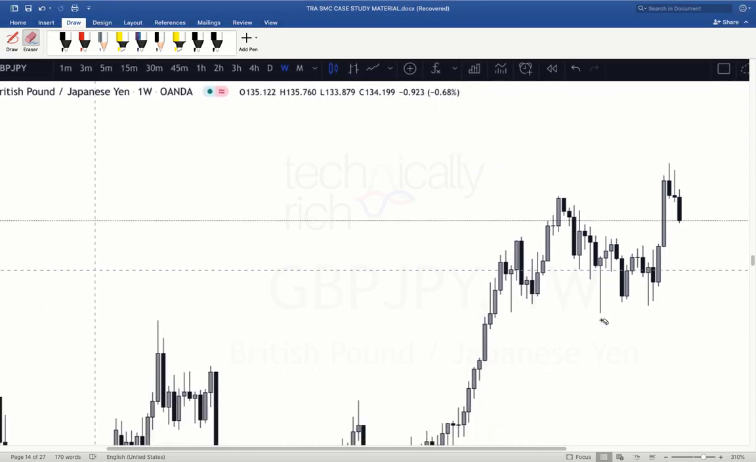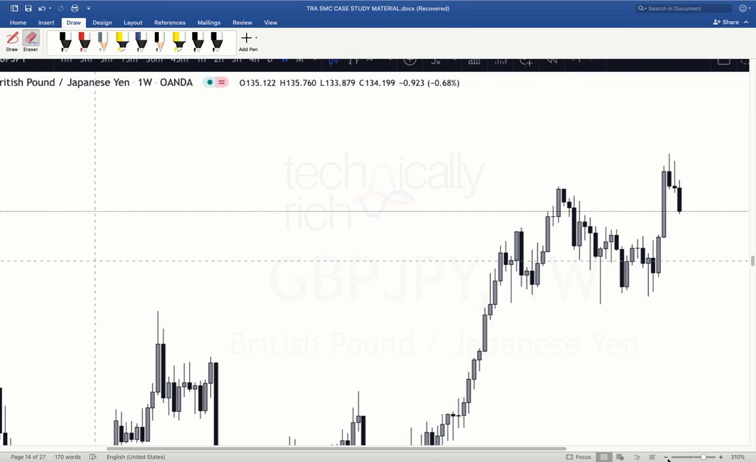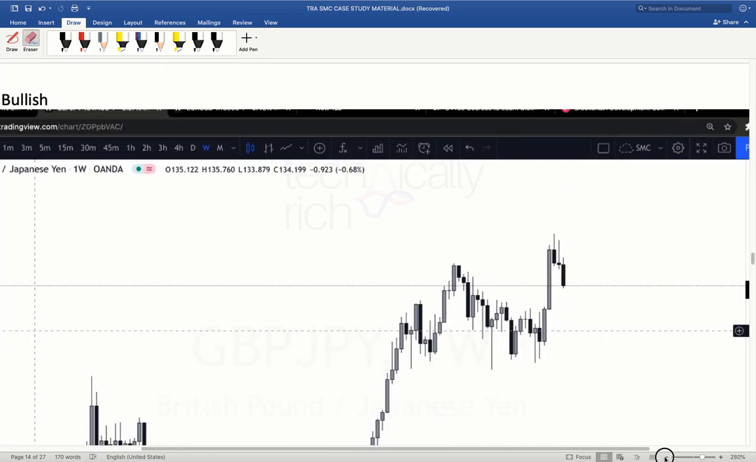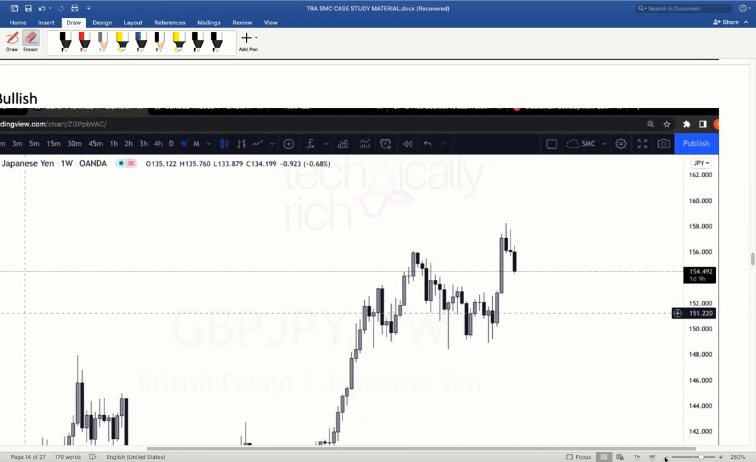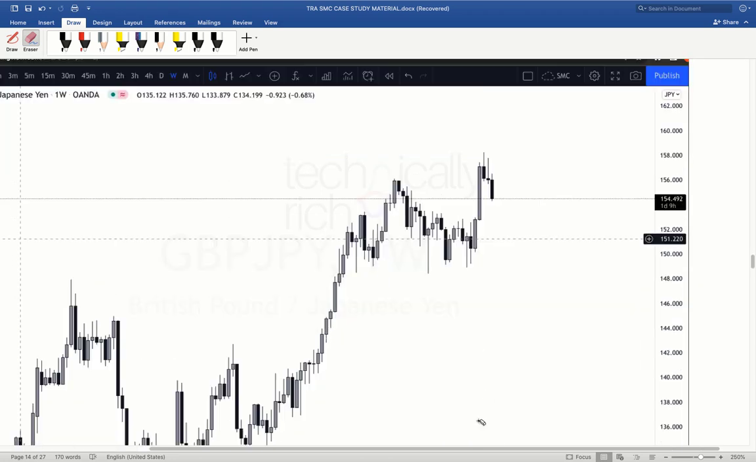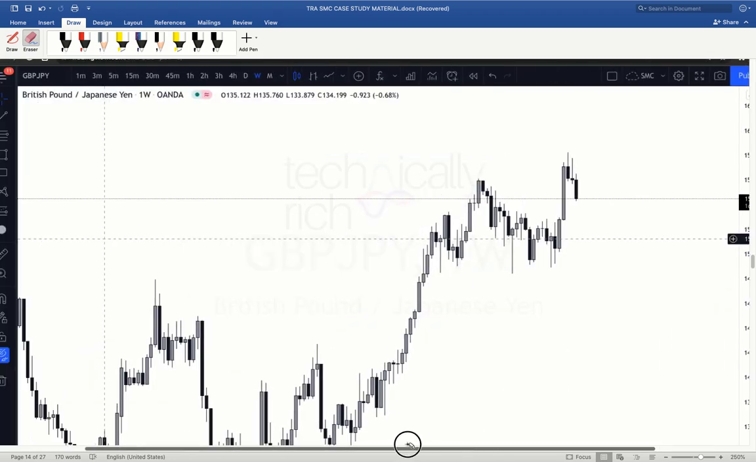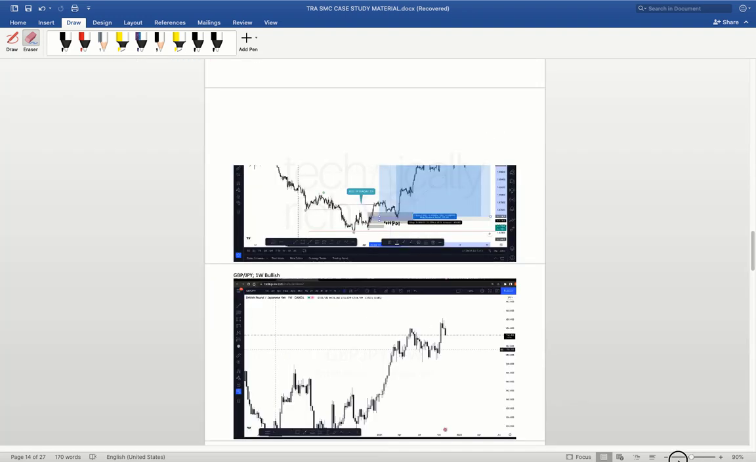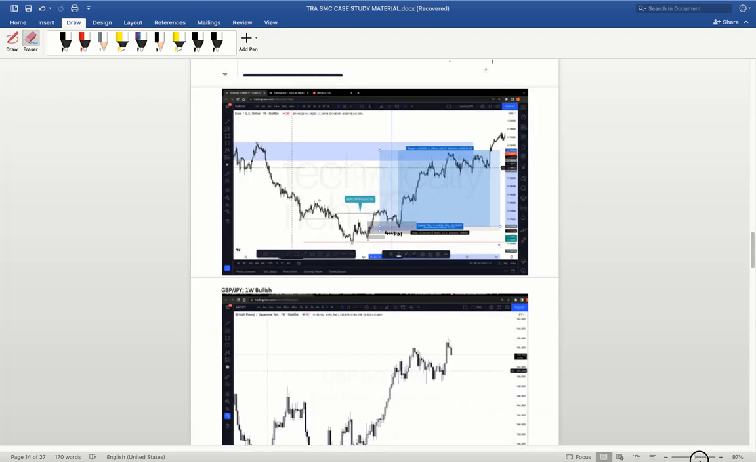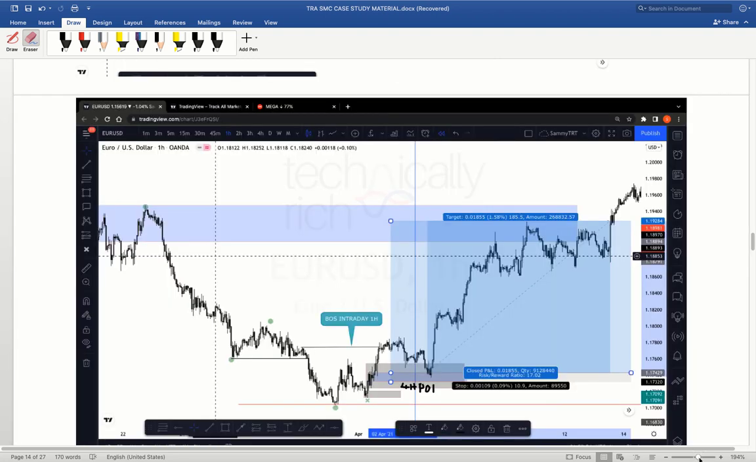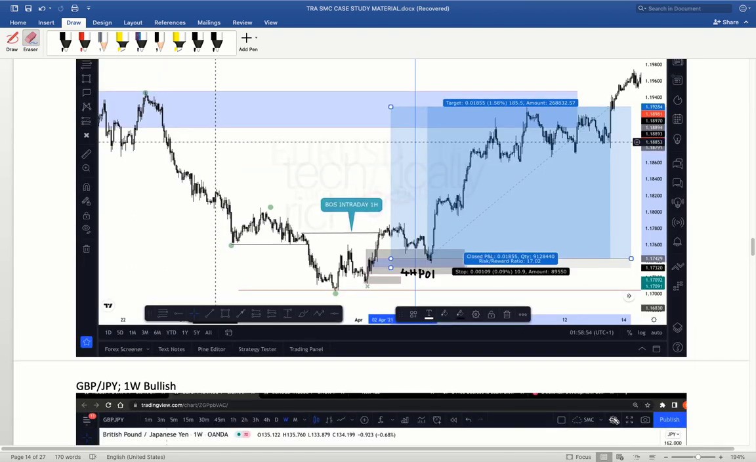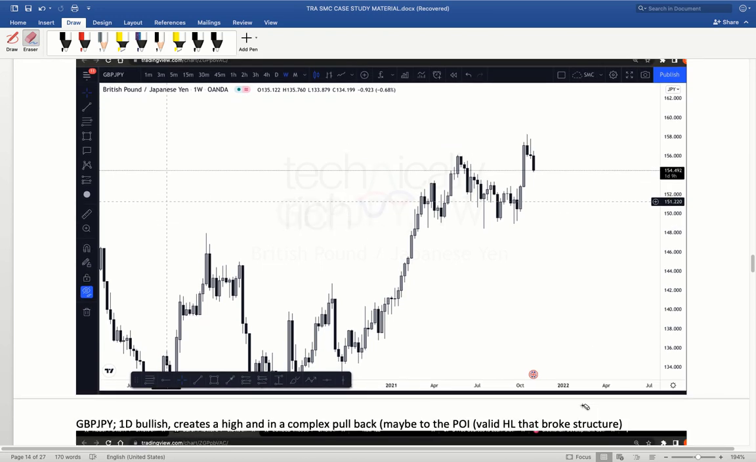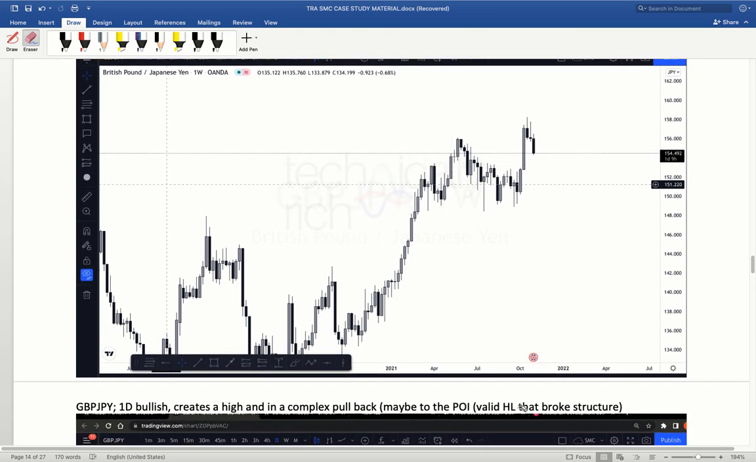All right, so another example for GBPJPY. All right, so if you look at this, GJ is in a bullish trend for the weekly time frame.